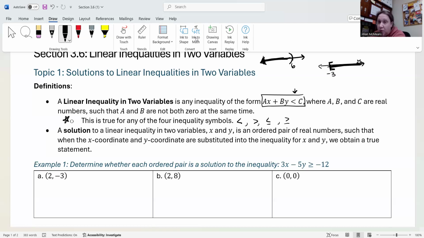Now, we're going to have to talk a little bit more about solutions in a moment when you actually see the graphs here. But the solution to a linear inequality in two variables, x and y, is an ordered pair of real numbers such that when the x-coordinate and y-coordinate are substituted into the inequality for x and y, we obtain a true statement. So again, our solution is going to be this set of ordered pairs. And the way we're going to merge that with this idea of inequalities is we have the actual line. The line is kind of like the boundary point, except instead of being a single point, it's like a boundary line. That splits the Cartesian plane into two regions called half planes.